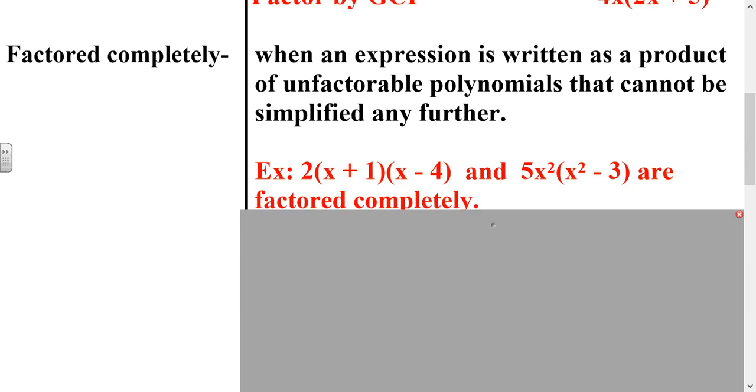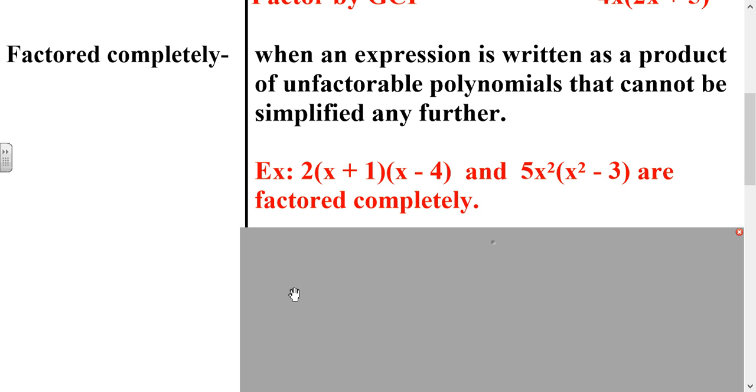So let's go ahead and try a few examples. For example, if I had 2 times x plus 1 times x minus 4, I can't simplify any of those factors anymore, so that's factored completely. And also 5x squared times x squared minus 3, I can't factor down any of those any further, so both of those are factored completely.